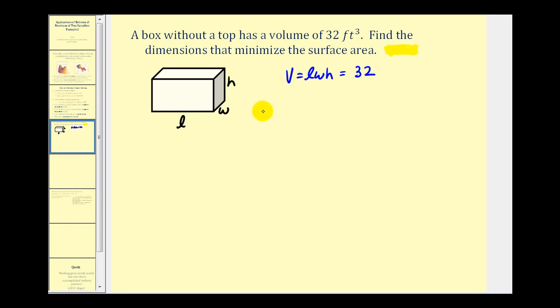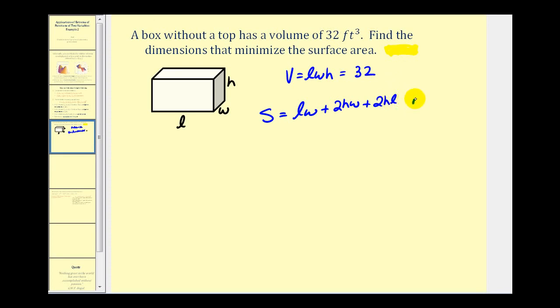We'll call it big S. Since this box does not have a top, there'll be 5 faces that we need to consider the area for. Let's start by talking about the bottom. The area for the bottom would be L times W, or length times width. Remember, there's no top. Now the right side and the left side would have dimensions h by w, so the surface area of the left and right would be 2 times h times w. Now the area of the front face would be length times height, or L times h. There's also one in the back, so we have 2 times HL.